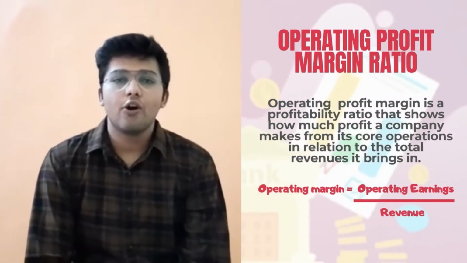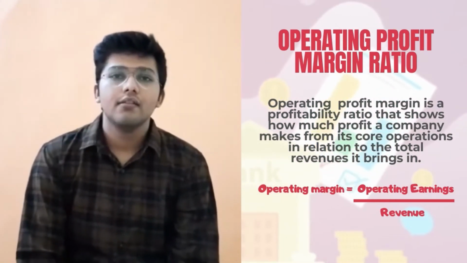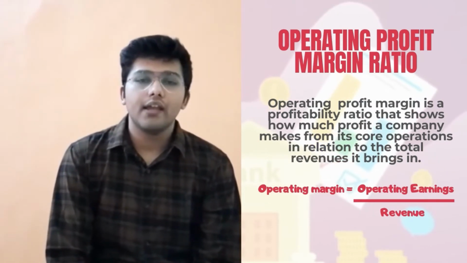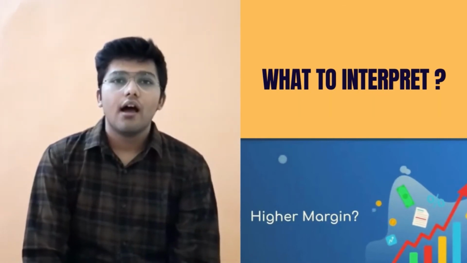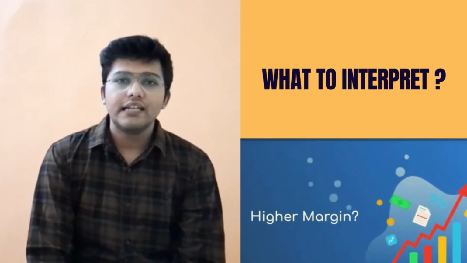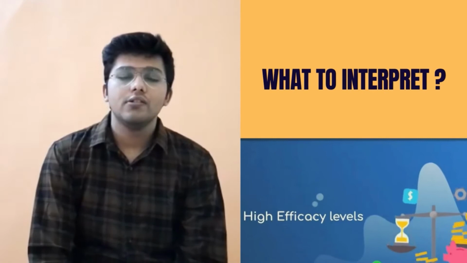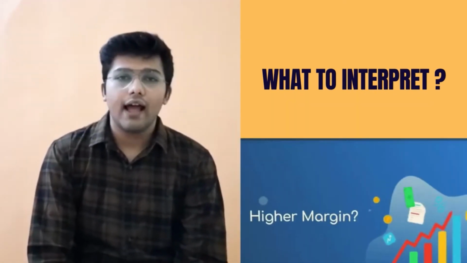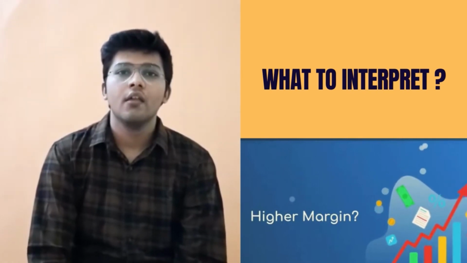The next ratio is operating profit margin. This margin shows the efficiency of the company and the pricing power of the company. The higher the margin, the higher the efficiency level, which indicates that the company is able to generate a good amount of profits out of its operational activities only.